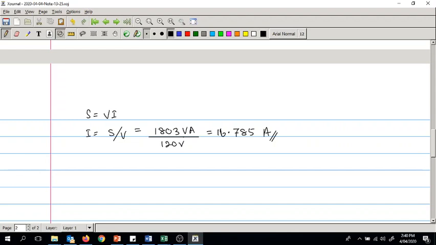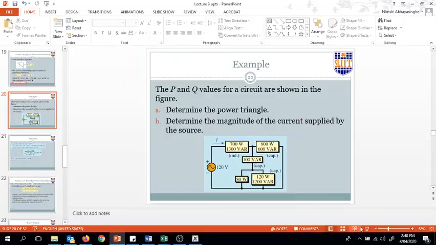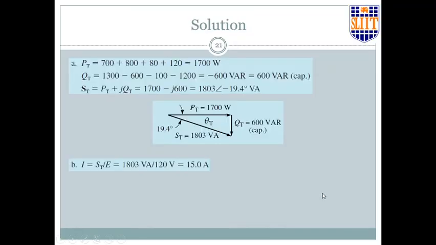1803 divided by 120 is approximately 15 amperes. It's 15.025, right? 15.025. Done. So is that correct now? Yes, it's correct.